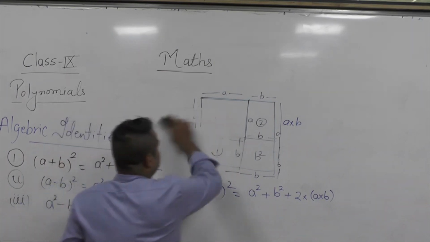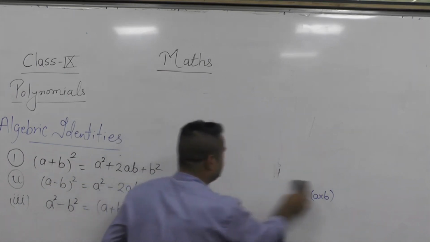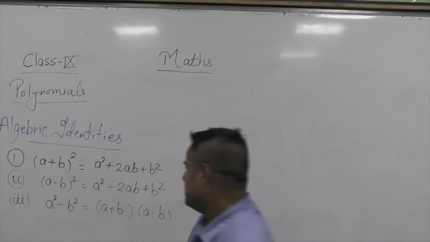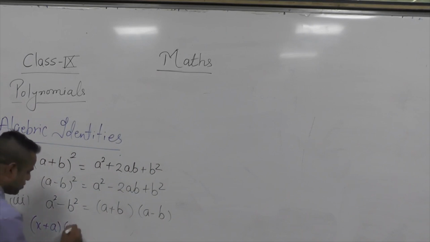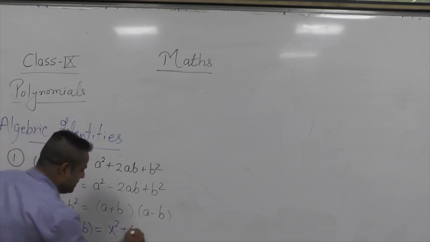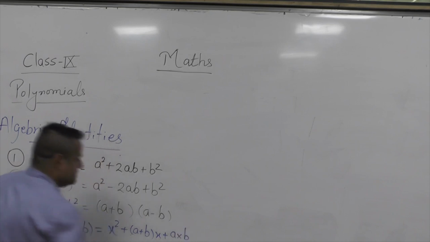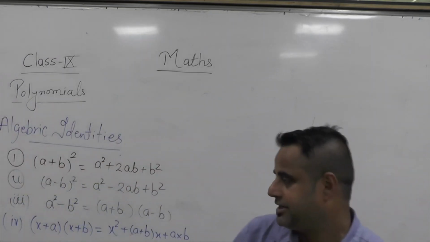Now we will see some questions. Besides that, you learned the 4th identity in your 8th class, if you remember it well. It is x plus A, x plus B. We actually talked about it in our previous classes. It is x square plus A plus B x plus A into B. So we will now see one example of each identity.